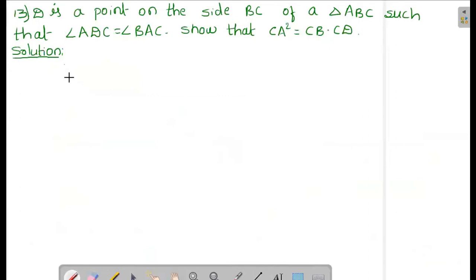I'll draw one triangle here. First we'll draw a triangle. This is one triangle, A, B, C. Then D is a point on BC. So here some point is there, that is D on BC. Then angle ADC, I'll join these two, A.